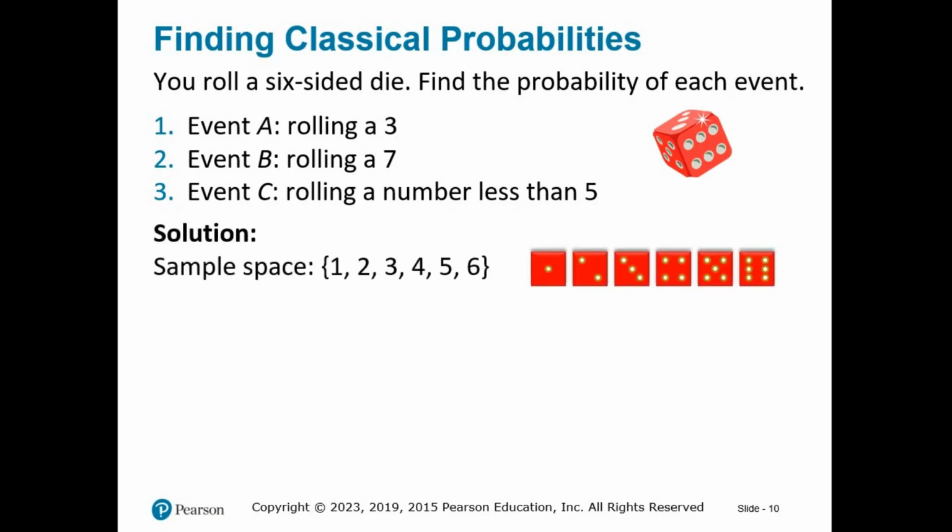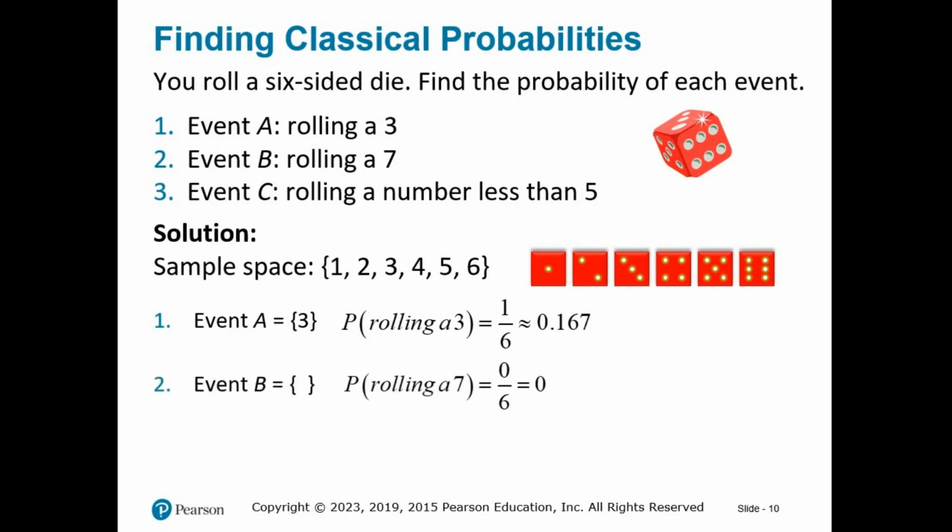To figure out any of these probabilities, we need to first know what's in this sample space. The sample space for this probability experiment is the set of numbers 1, 2, 3, 4, 5, and 6. So for number 1, to find the probability of event A, we need to count up the number of ways that event A can happen and divide that by the total number of objects that are in the sample space. Well, there's only one way that event A can happen, by rolling a 3. So we say the probability of rolling a 3 is 1 divided by the total number of objects in the sample space, which is 6. So 1/6, or approximately 0.167.